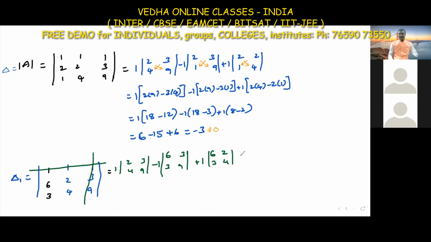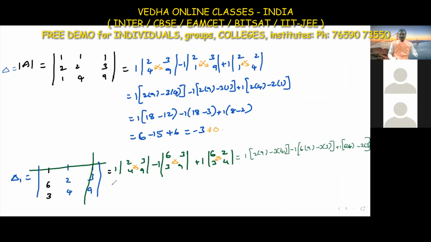Now expand. By expanding again, how do we simplify? Already you know that, right? So 2 into 9 minus 3 into 4, 6 into 9 minus 3 into 9, 6 into 4 minus 2 into 3, like that only. So if we simplify here, this equals 1 into (2 into 9 minus 3 into 4), minus 1 into (6 into 9 minus 3 into 3), plus 1 into (6 into 4 minus 2 into 3).